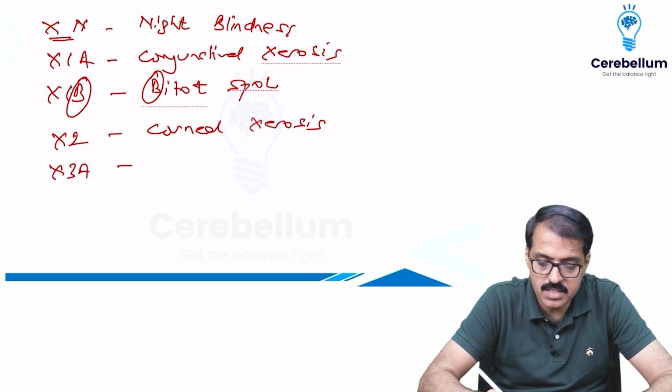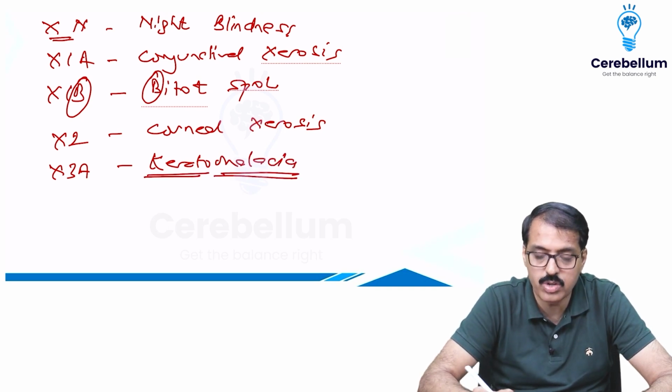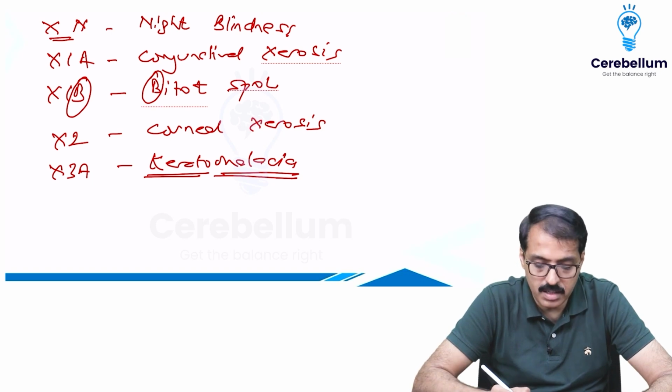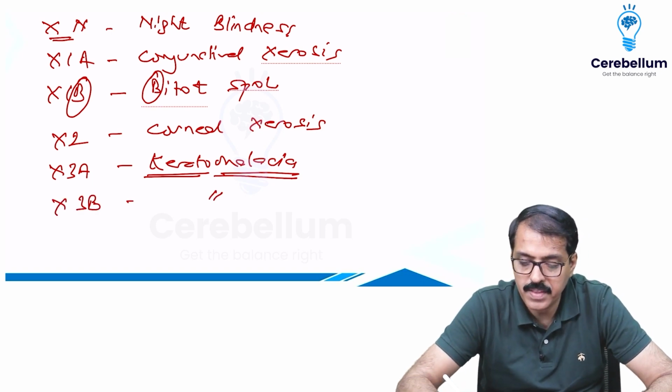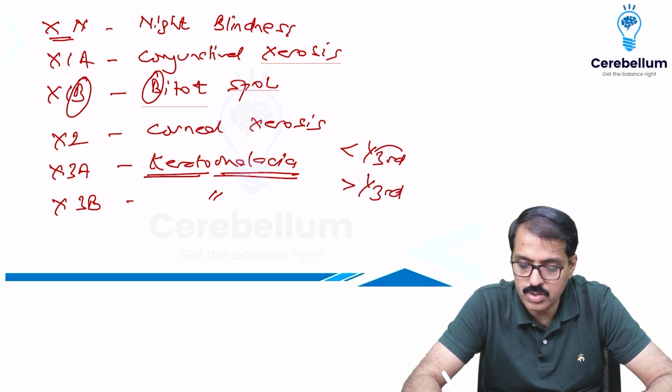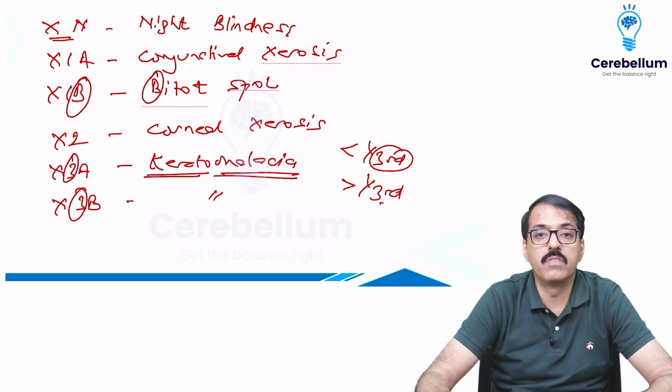X3A is your Keratomalacia. What is Malacia? Malacia is melting. What is kerato? Kerato is cornea. Cornea has started melting. X3B is again Keratomalacia. Here it is less than 1/3. Here it is more than 1/3 of surface. So this is how you can remember third, 1/3.